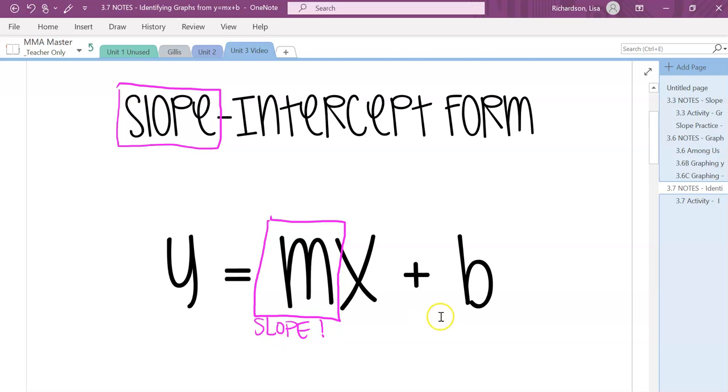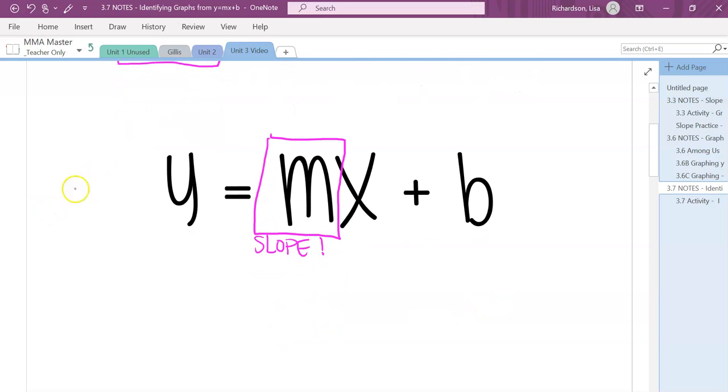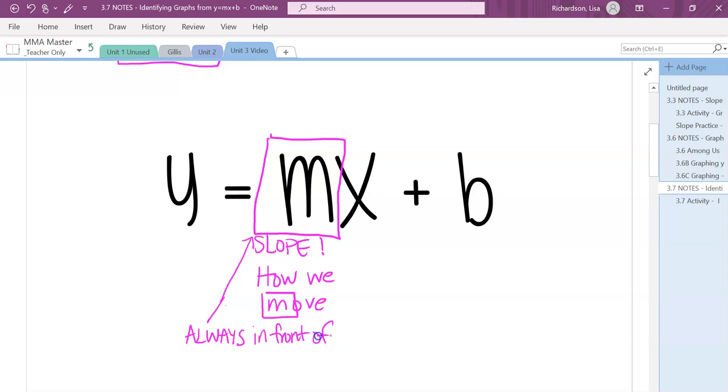I think the easiest way to describe slope is that it is how we move on the graph, how we move, that lowercase m. That is what our slope is, okay? The other thing that's important to remember, and we did already talk about this, is that it is always, and we don't have a lot of always in life, but it is always in front of x. Always. Even if the x is written at the end of the equation, it is always in front of x.